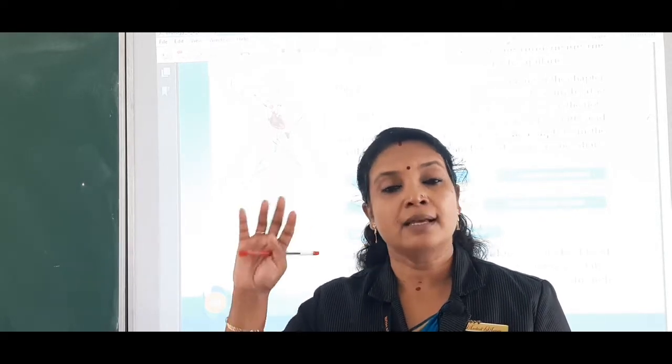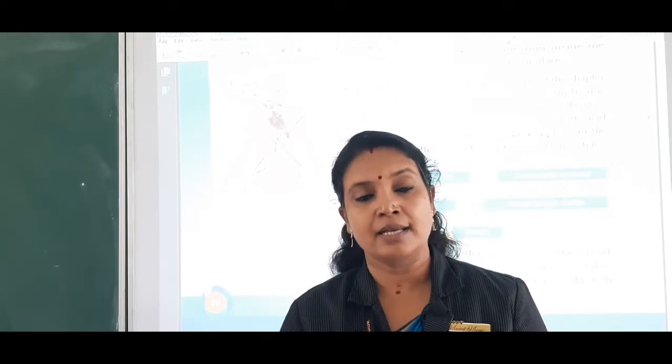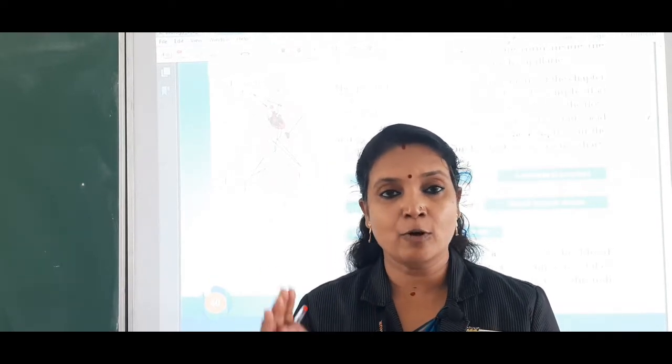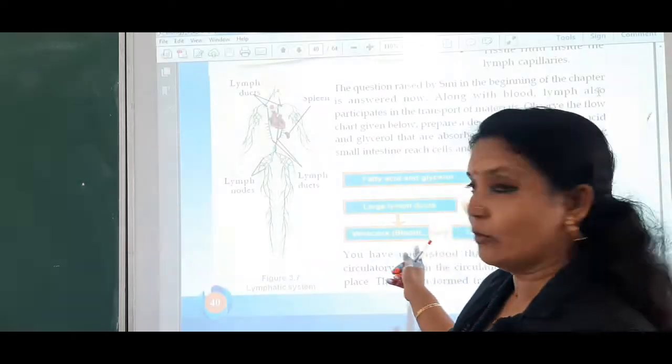ഓക്കെ, അപ്പോൾ ഈ ലാർജർ ലിംഫ് ഡക്ട്സ് എല്ലാം ഓപ്പൺ ആവുന്നത് വീനാ കേവയിലേക്കാണ്. സോ ഫൈനലി ദ ലിംഫ് mixes with the blood. When the larger lymph ducts opens to the vena cava, it mixes with the blood and the nutrients reach the heart. Okay, അപ്പോൾ ഇവിടെ നമുക്ക് ആ ഫ്ലോ ചാർട്ട് കാണാം.